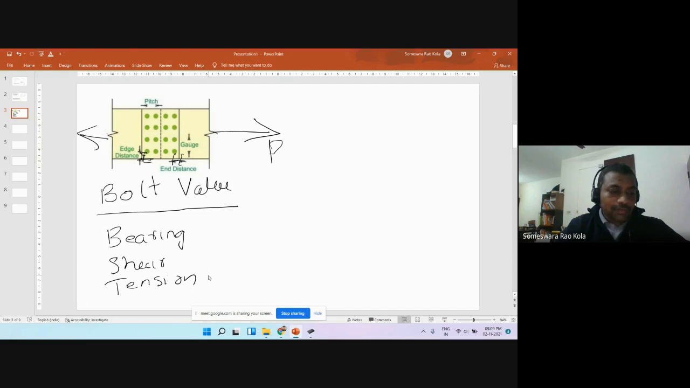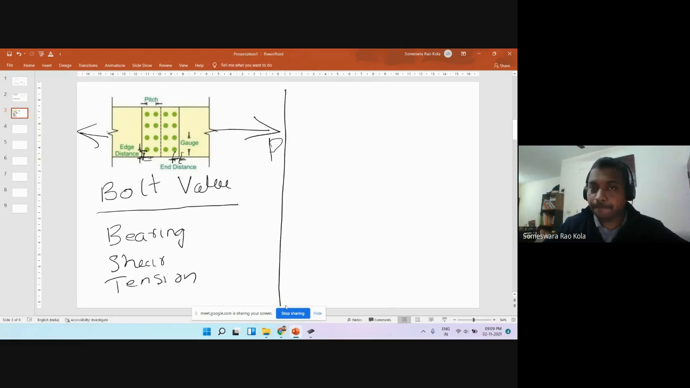Now the first one that we are going to see is the shear strength of the bolt. When you are trying to write on these digital devices, you suddenly become a second grade or third grade student because the handwriting becomes so bizarre.